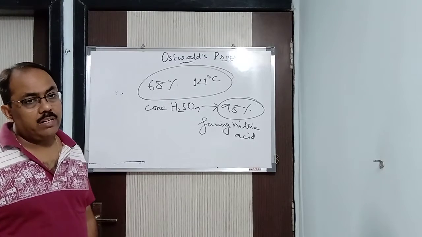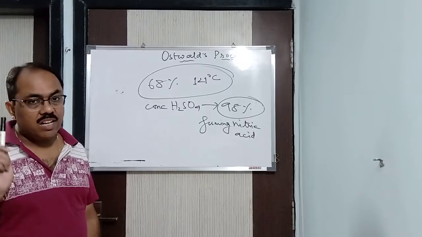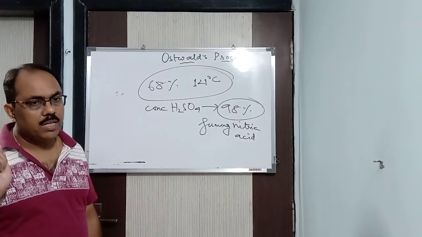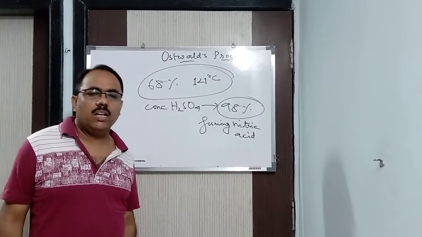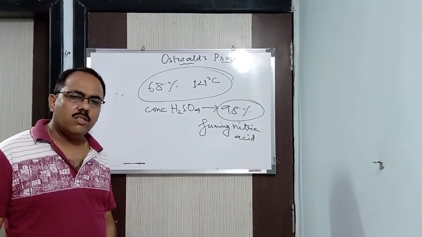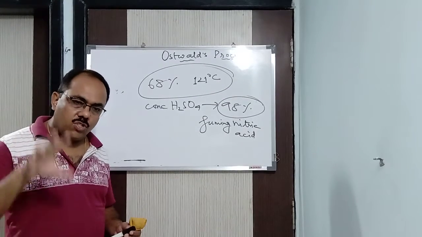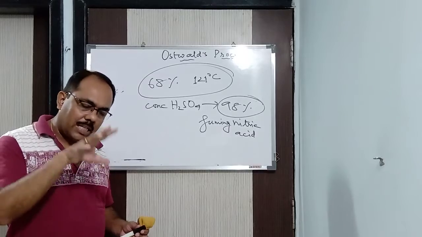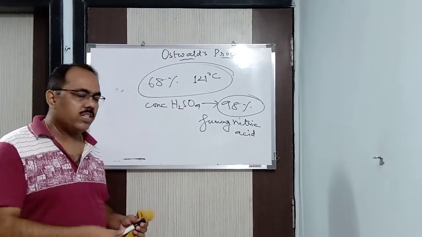But remember that pure nitric acid is unstable in nature. Remember it. Pure nitric acid is colorless, it is unstable. But commercially prepared nitric acid which is available in the lab is not colorless. It is slightly pale yellow in color. Do you know why? What is the reason behind it? It is nothing but due to the presence of dissolved nitrogen dioxide gas in it.